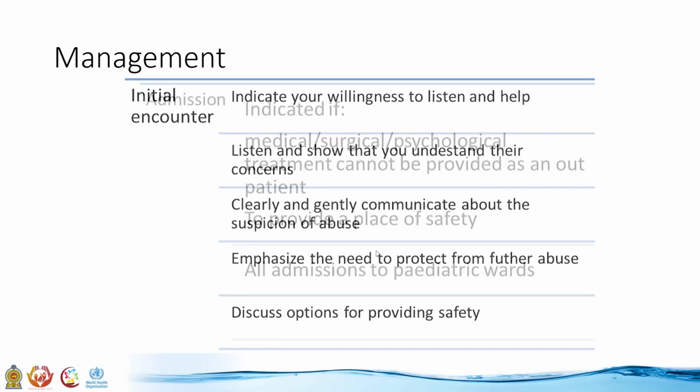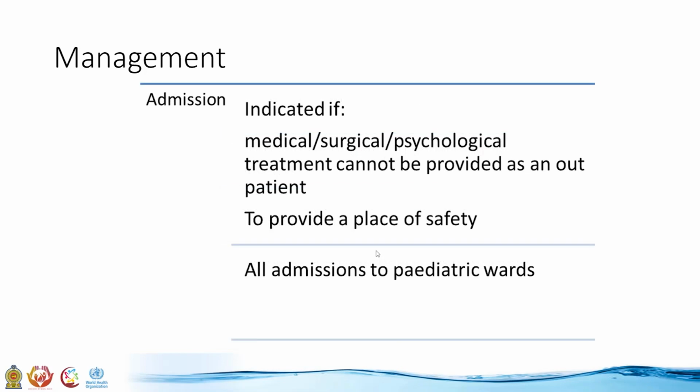the child. The child should be admitted if you feel that there is a risk of further abuse or that the child is not safe at home. Admission is also indicated where medical, surgical, or psychological treatment cannot be provided as an outpatient. For example, if the child is severely depressed or has a high risk of suicide, which cannot be managed as an outpatient, they should be admitted to hospital. All admissions should be to the pediatric ward.